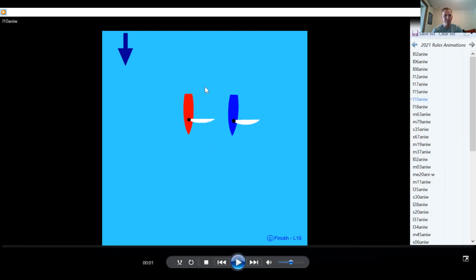Now, going back to the definition of overlap, they're both next to each other. So what we look at is what side of the boat their boom is on. So blue is to leeward of red. So red needs to keep clear of blue.